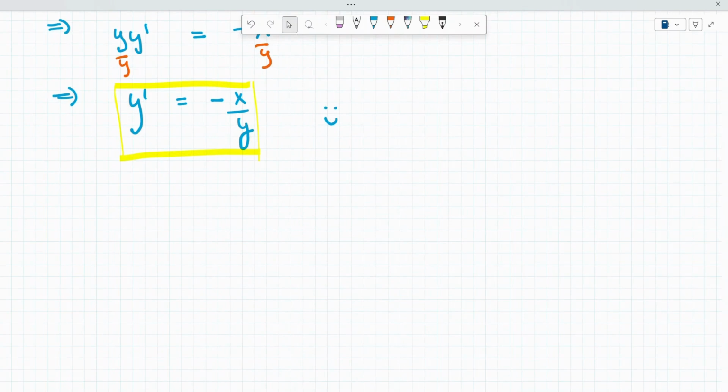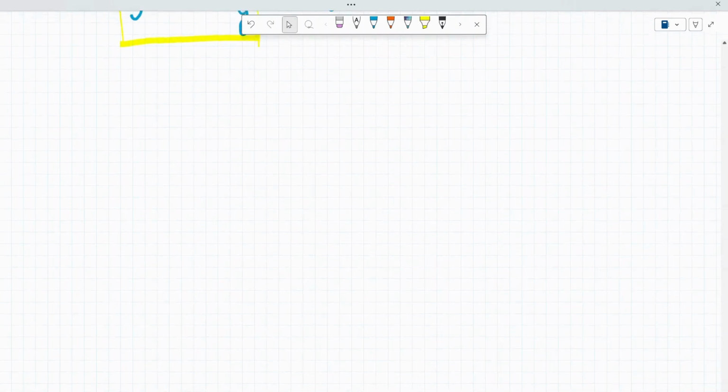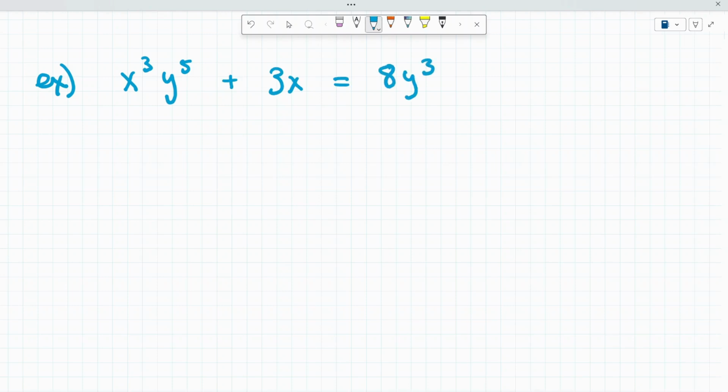Be sure to stay tuned and keep watching because this one is a little bit more complex. We have to now apply other derivative rules like the product rule. So just keep watching. I promise it'll be fun. So we've got x cubed y to the power of 5 plus 3x equals 8y cubed plus 1.